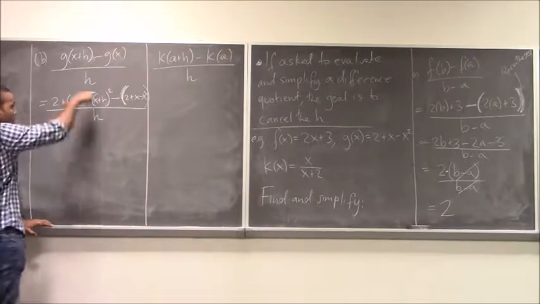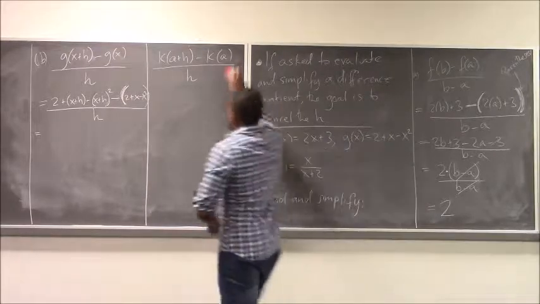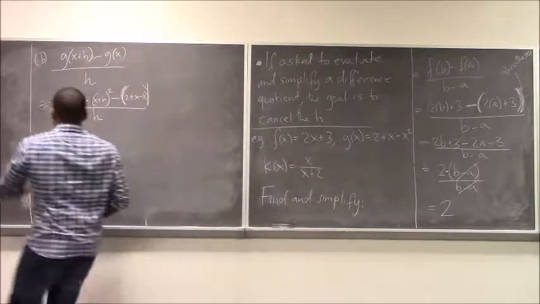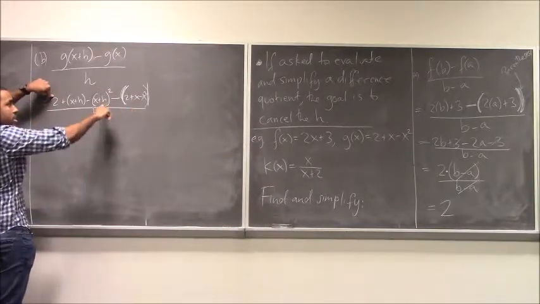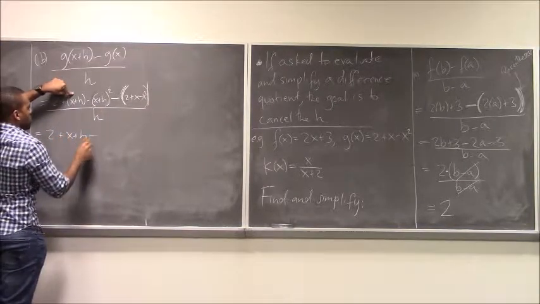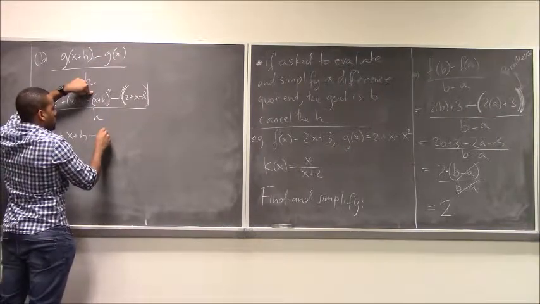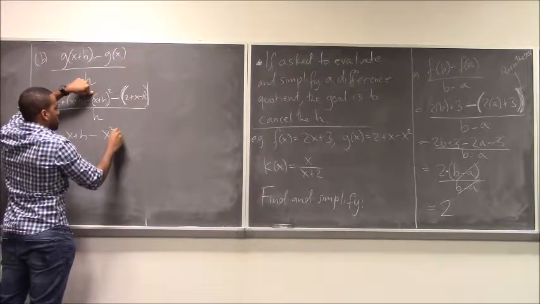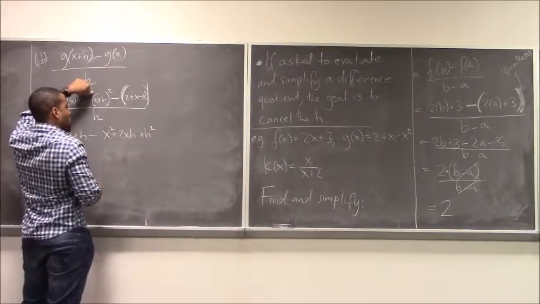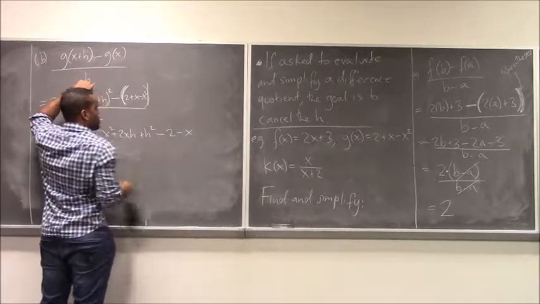Foil out x plus h. Yeah, multiply out. Let's give ourselves some room. So we start just recopying everything, but while expanding. So 2, I can just remove the parentheses here. Here, though, I need to foil this out. What is that? X squared plus 2xh plus h squared. Then you just minus the g of x. Minus 2 plus x minus x squared.